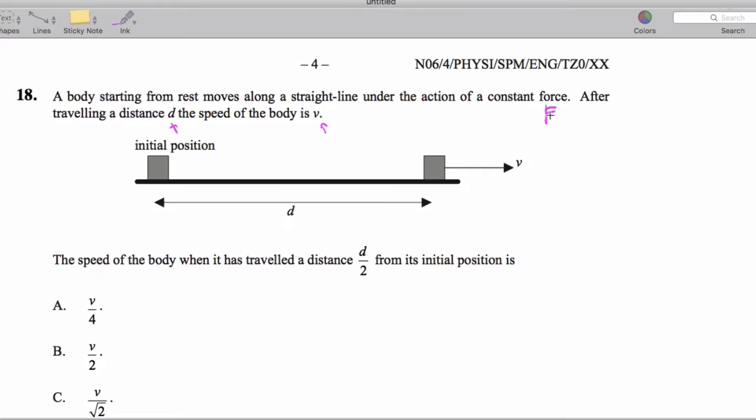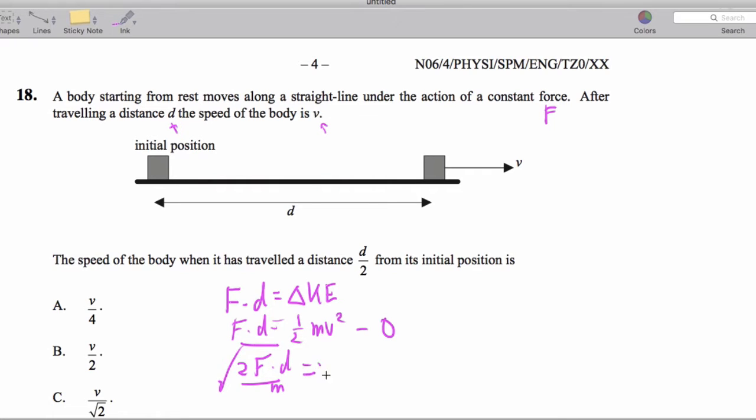Whenever I see F and distance together and we have a v at the end, I just want to do the work energy theorem. So let's just first do it for the whole system. Fd equals 1/2 mv squared minus 0. And I'm just going to go ahead and isolate v here if I travel the whole distance. So that's the square root of 2Fd over m. And that gives me v.